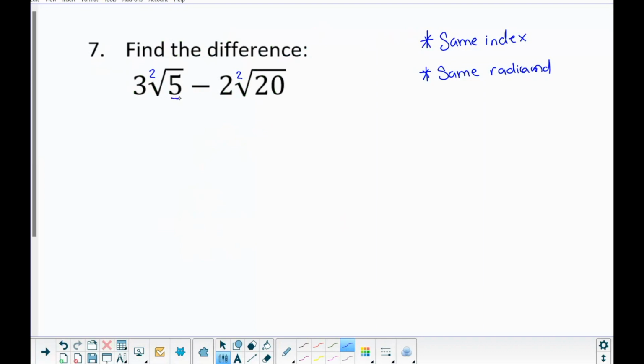And the radicand has to be the same. So this is a 5 and a 20. So these are not the same. But before you can just say, oh, that means they can't subtract, they can't do anything, you have to be able to know if you can simplify. This 20 can be simplified. So before I can do anything, I have to simplify this 20.